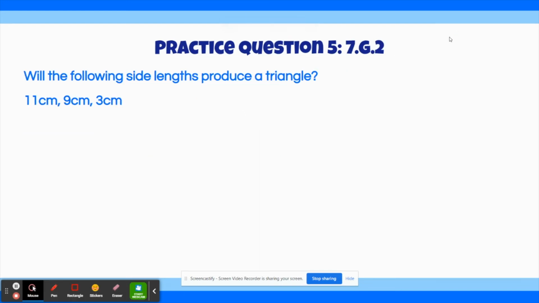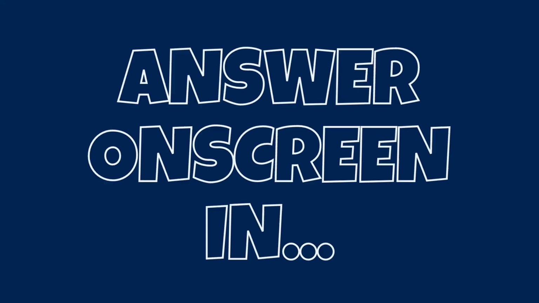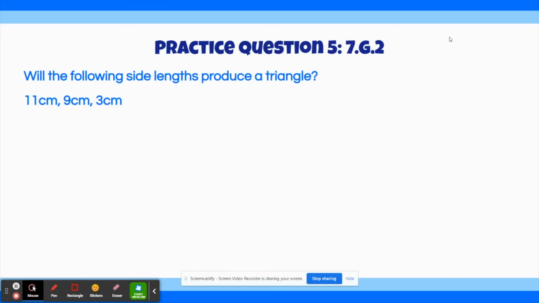Alright, so practice question number 5 says, will the following side lengths produce a triangle? And the side lengths are 11 centimeters, 9 centimeters, and 3 centimeters. Okay, the correct answer to this question is yes, these 3 side lengths will produce a triangle.